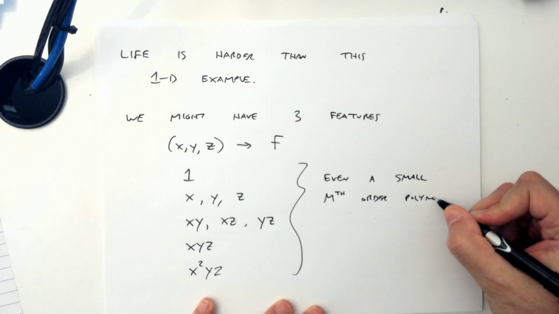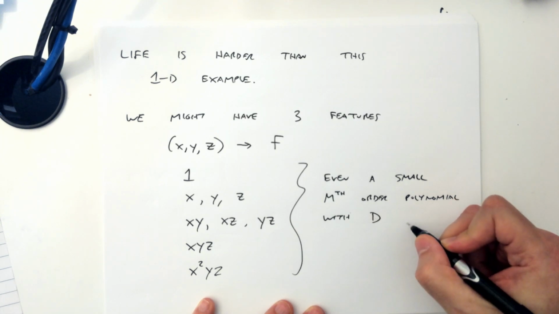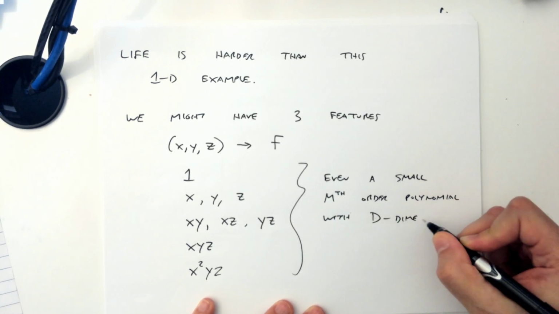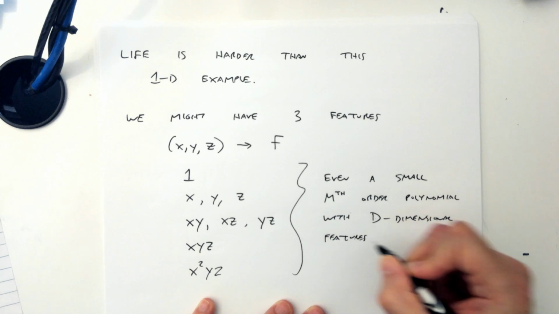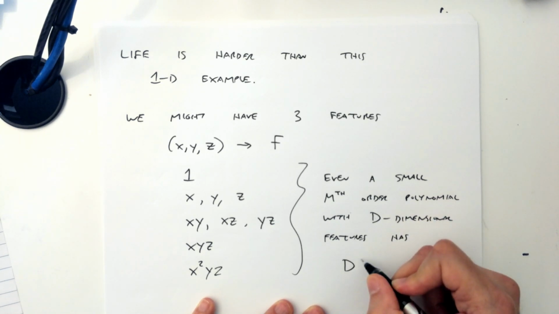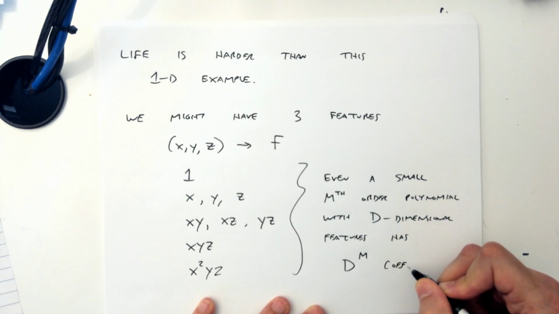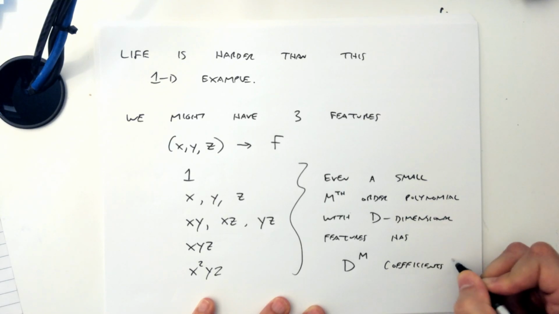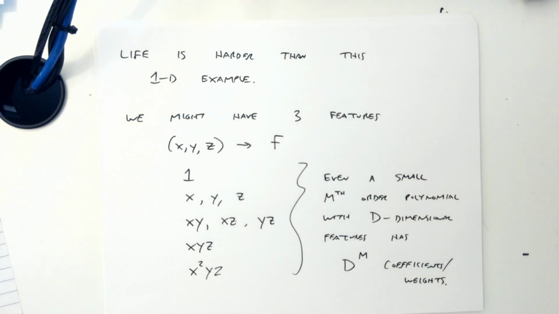polynomial with, say, d dimensional features, has basically d to the m coefficients or weights. Right? So if I wanted to fit a cubic polynomial to 5 features of data, I'm going to have 125 numbers that I have to tune, right?